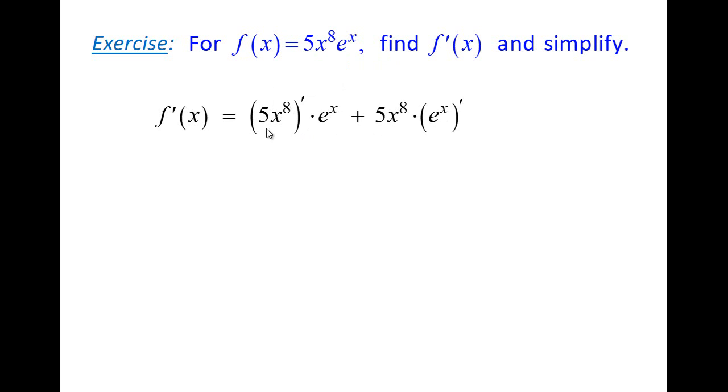Now we know here 5 is a constant, so this derivative here would be 5 times the derivative of x to the 8, which is 8x to the 7. And so you get 8x to the 7, which would be 40x to the 7. And then the derivative of e to the x is e to the x, so we get this.